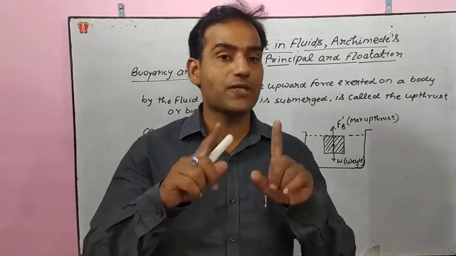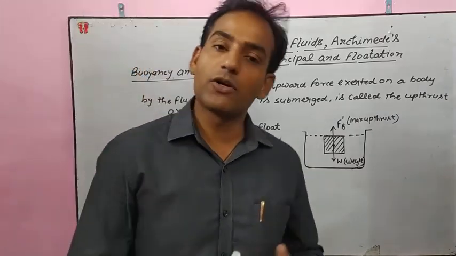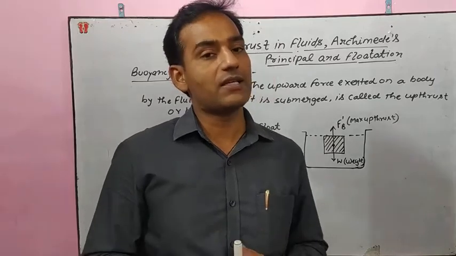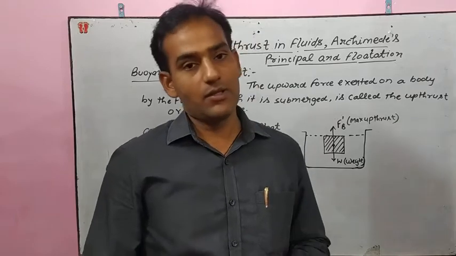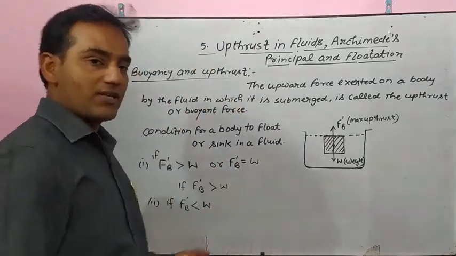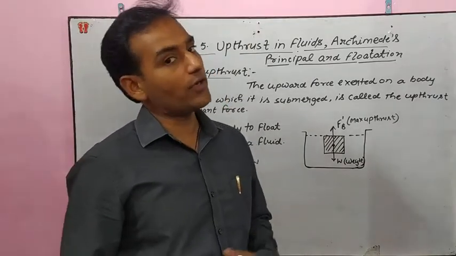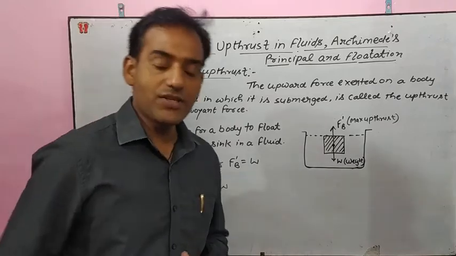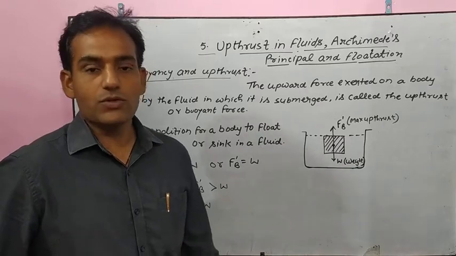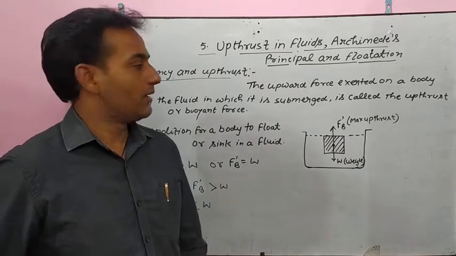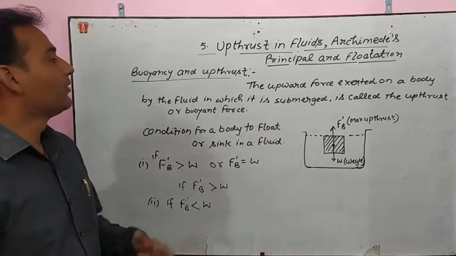Upthrust force means upward, opposite to the direction of the gravitational force, you can say. Depending on the liquid, whose density is more or less, the upthrust force will be more or less. So let us see the example and try to understand with the help of the figure what the upthrust is and why objects are floating on the water. The main reason why objects are floating on the water is upthrust force, or we can say buoyant force.